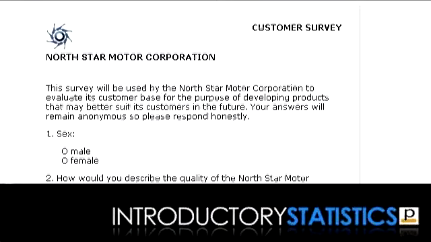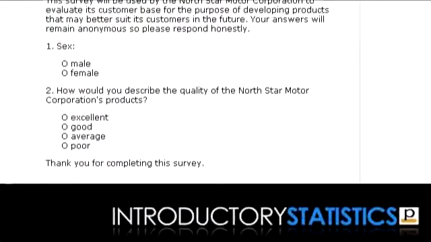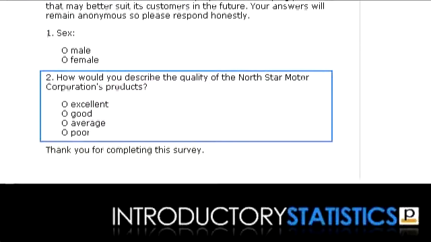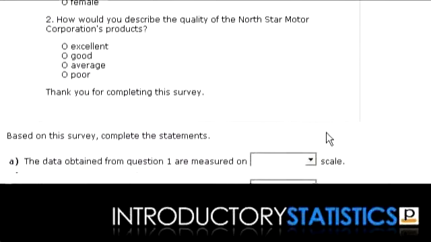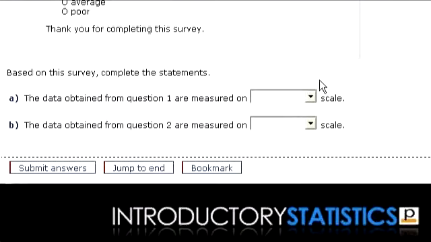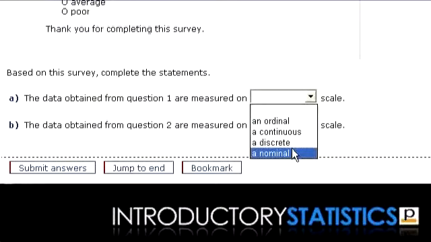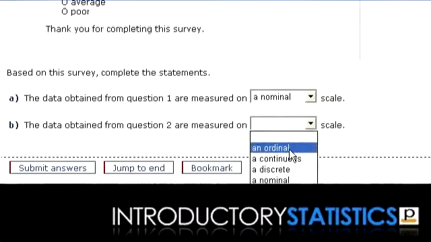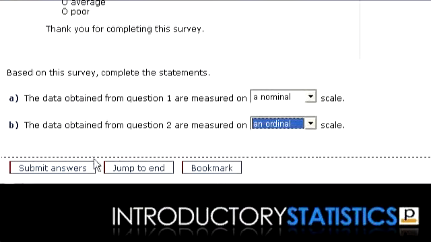So here we have a question where the North Star Motor Corporation has handed out a survey to its customers. In the survey, they ask two questions, both of which produce categorical data. You're being asked what types of categorical data they are. So we'll submit our answers. The first question produces nominal data, and the second question produces ordinal data. And we submit that.